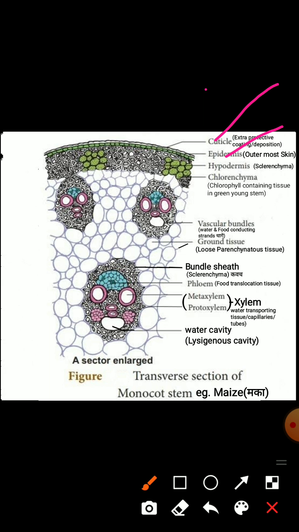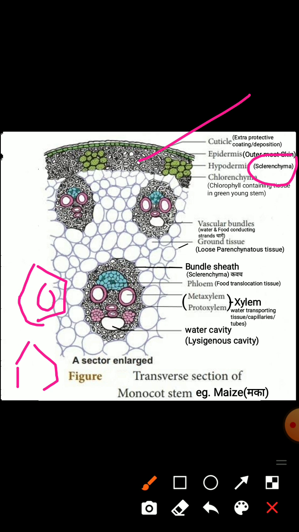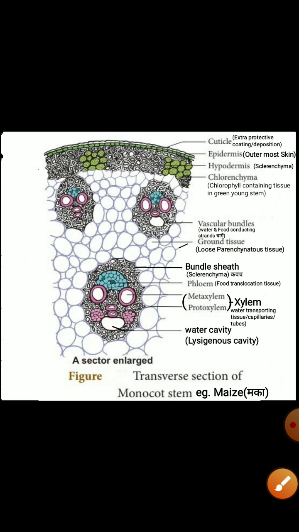Now, below this epidermis, there is a hypodermis. Hypo means below, lower. Dermis means a layer. Below the epidermis, there is a lower layer, lower skin. We call it hypodermis. This hypodermis is made up of sclerenchyma type of tissue, hexagonal or pentagonal in outline, just like the benzene ring which we sketch in this fashion. So this is a sclerenchymatous hypodermis.